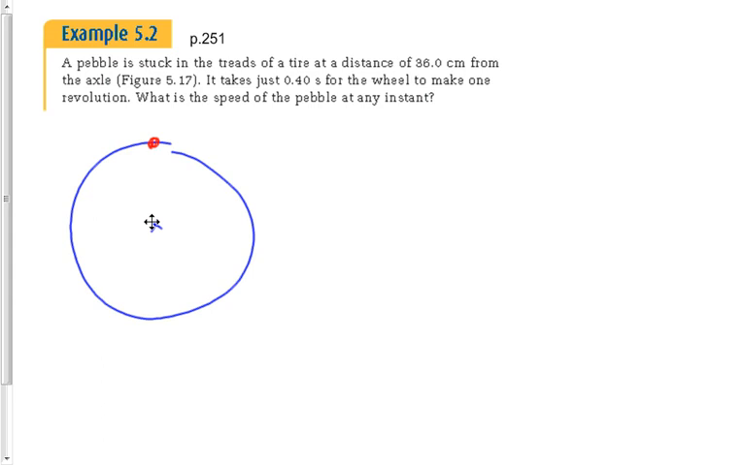We know the distance from the axle is 36 centimeters. So let's fill that in right here at 36.0 centimeters, which we want to be careful because in the end we're going to want meters for this, right? So it'd be 0.36 meters. It takes 0.40 seconds for the wheel to make 1 revolution. What does this 0.40 seconds correspond to? Yep. It's going to be the period, the time for 1 revolution, right? We want to find the speed of the pebble at any instant. How fast is the pebble moving?